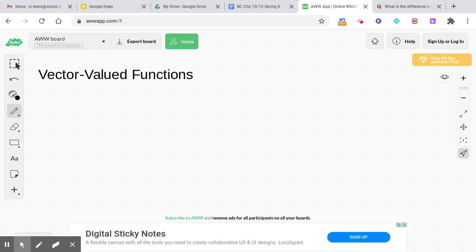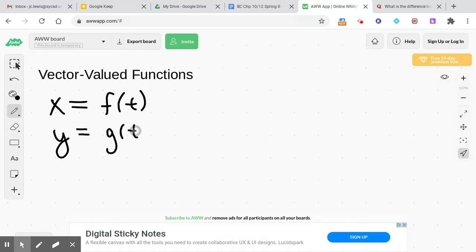All right, so let's talk a little bit about vector valued functions. And we're going to start by comparing them to what we had before with our parametric curve. So before I had x equals and y equals, and these are both functions of time. So I could call this f of t and then perhaps g of t.